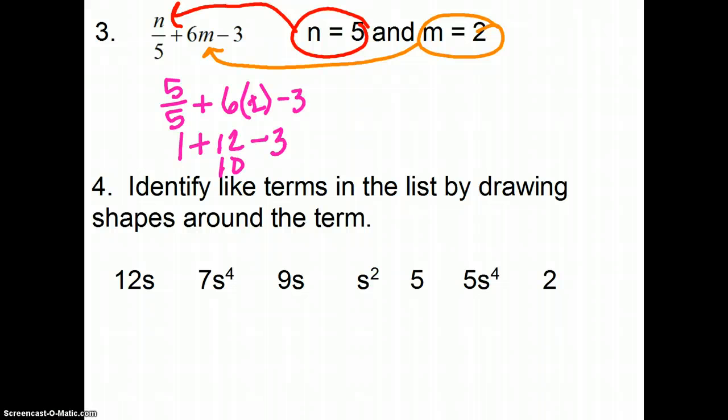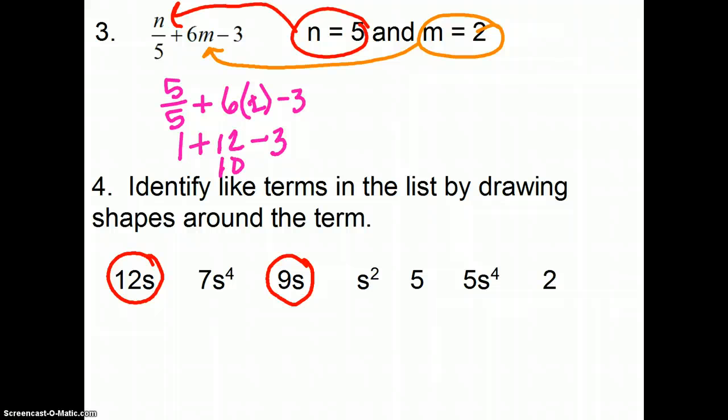Alright, number 4 asks me to identify like terms in the list by drawing shapes around them. I have colors with me, so I'm going to use color as well. You may also get colored pencils out. So I'm going to start with 12s. In order to be a like term, it has to be the same variable and the same exponent. In this case, my variable is s, and I don't have an exponent, or the exponent is 1, and I don't have to write it. So 9s is a like term to 12s.